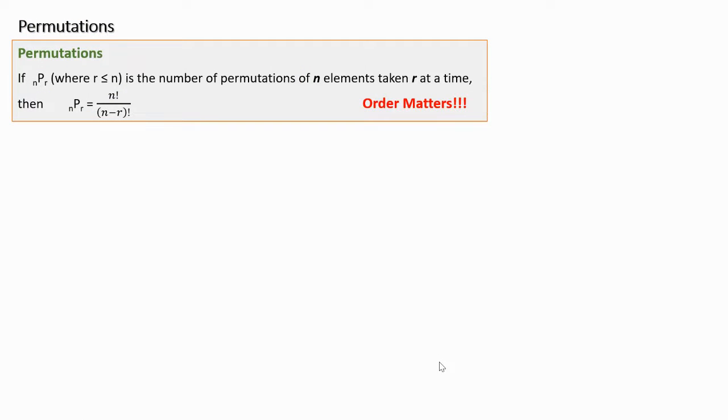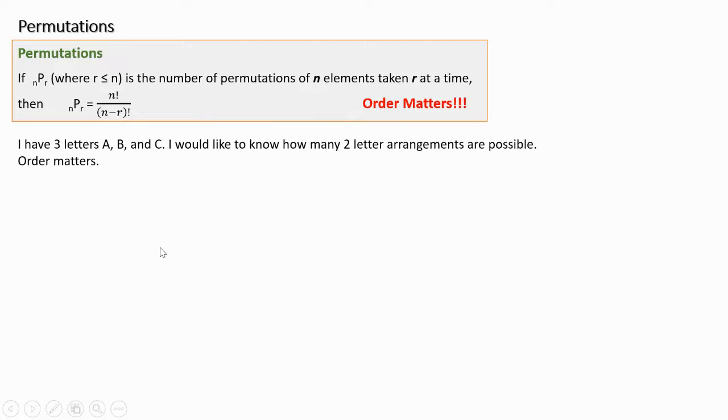Okay, now comes the definition of permutation. Permutation is nPr, where n is more than r, the number of permutations of n elements taken r at a time. Here, guys, the order does matter, and here's my formula. But the order matters.